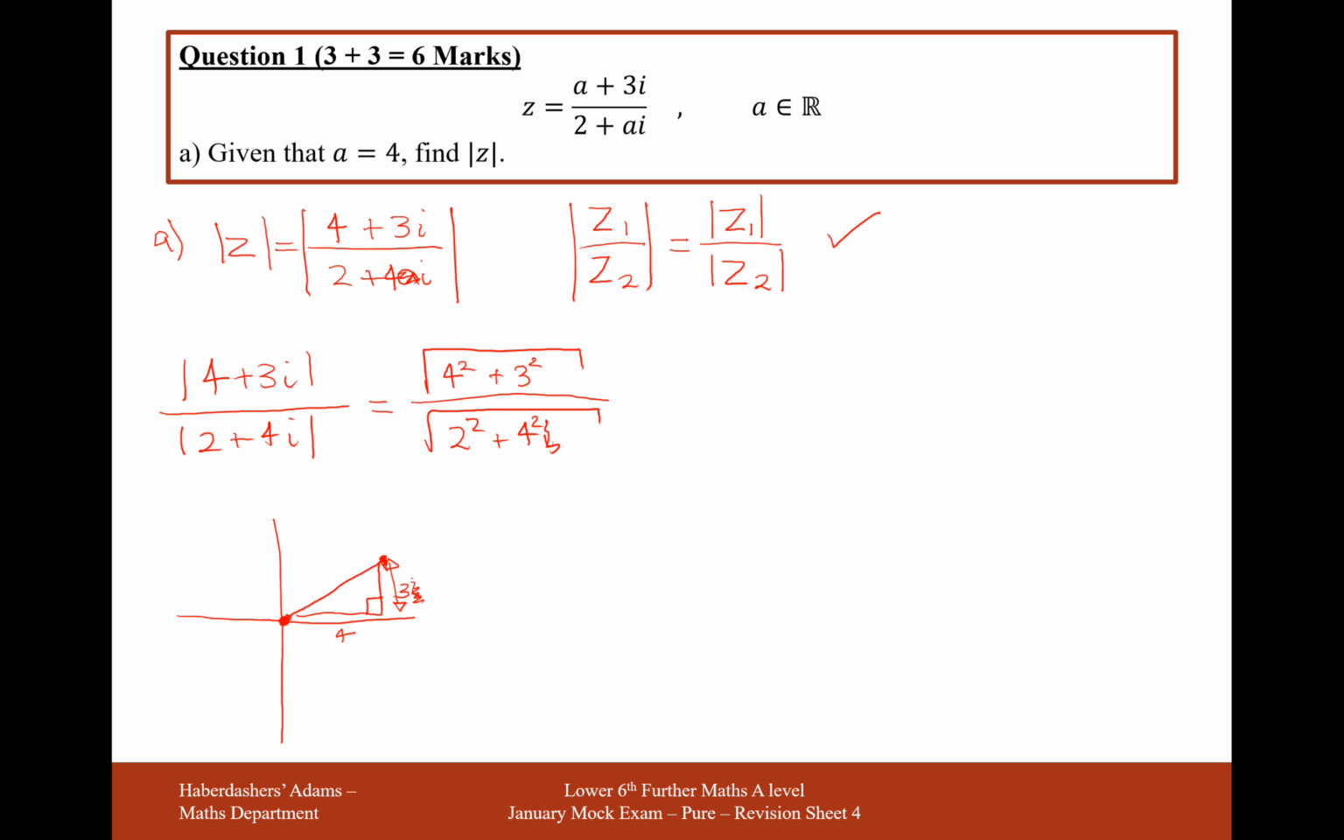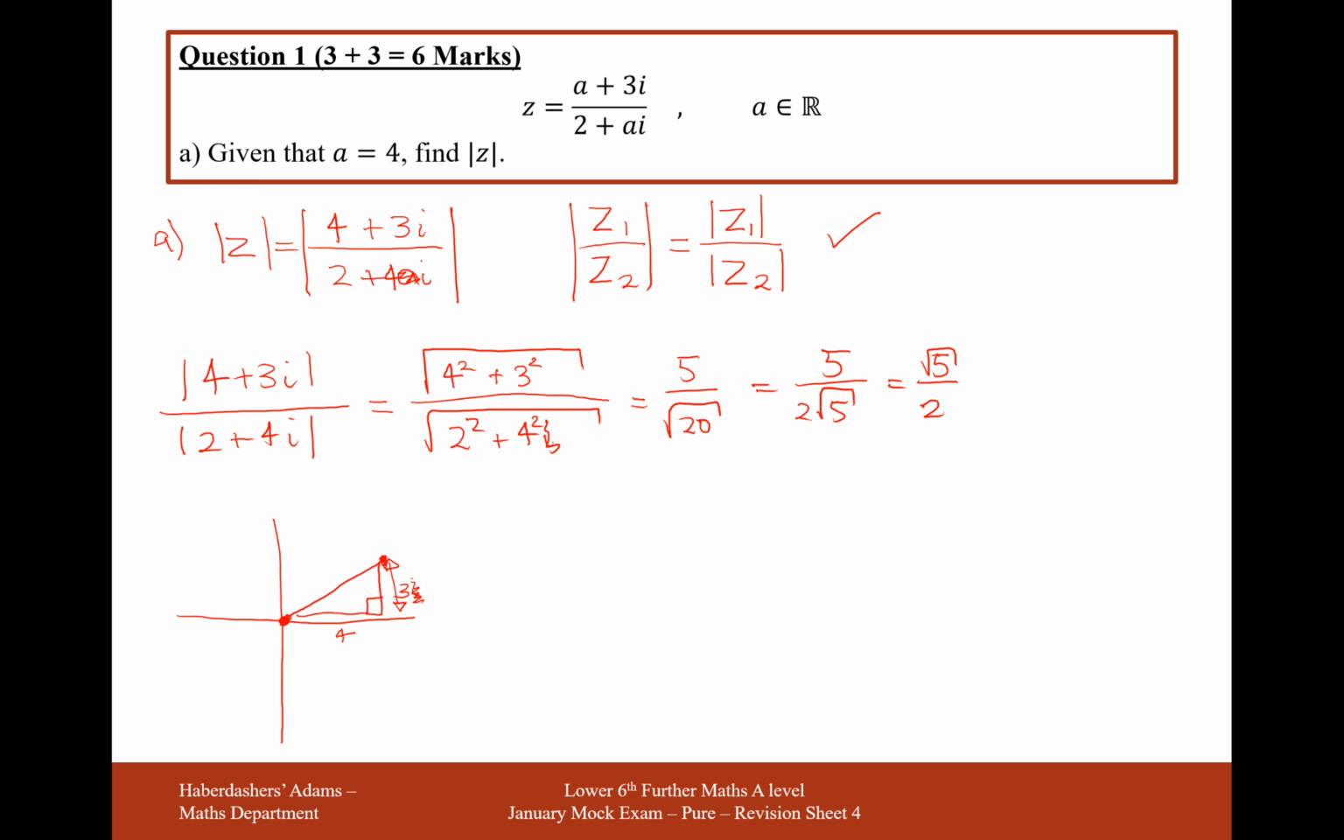And now we just need to work these out. So the top one here, that's going to be a 5. And the bottom one here, that's going to be the square root of 20. And this will simplify to 5 over 2 root 5. Cancel out root 5s and you get root 5 over 2.